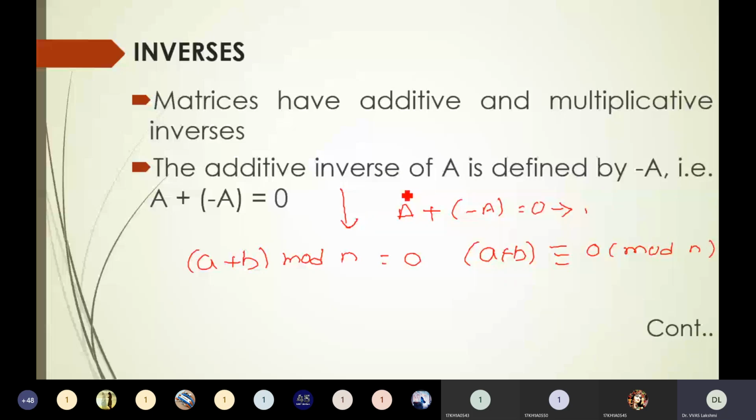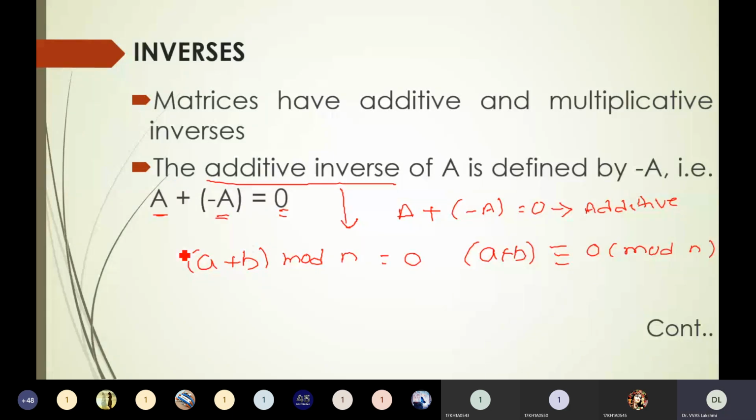Additive matrix: a matrix which contains all zeros as its elements is said to be the additive matrix. A matrix that contains zeros and ones, where all the diagonal positions are 1 and the upper and lower triangles are zeros, is said to be the identity matrix. So here, in the case of matrix inverses, the formula for additive inverse is a minus a is equal to 0. That is the additive inverse. Okay, clear amma, the additive inverse formula?